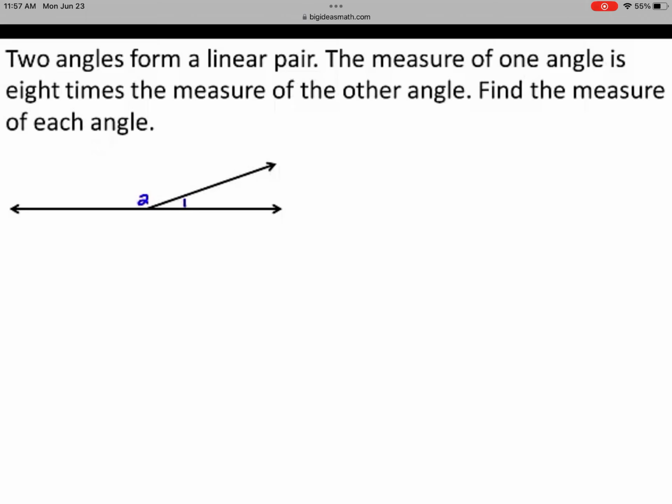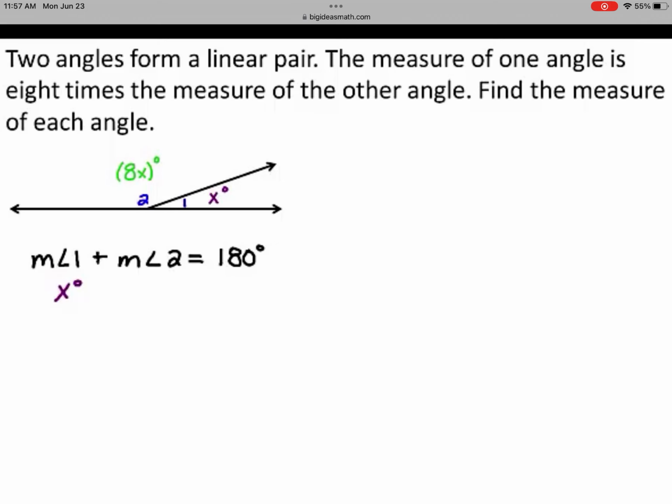Next, you can label the measure of the first angle as x degrees, and because the measure of the second angle is 8 times the measure of the first angle, you can label the measure of the second angle as 8x degrees. Now, the angles in a linear pair are supplementary angles, meaning their measures have a sum of 180 degrees. So, the measure of angle 1 plus the measure of angle 2 must equal 180 degrees.